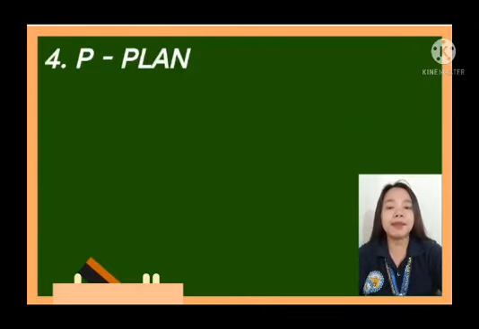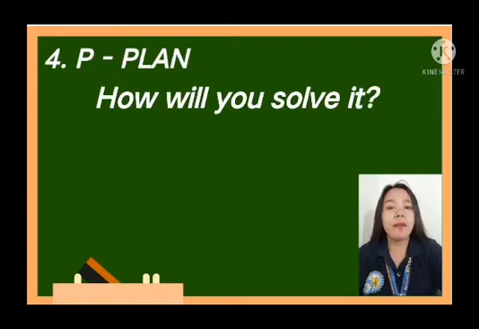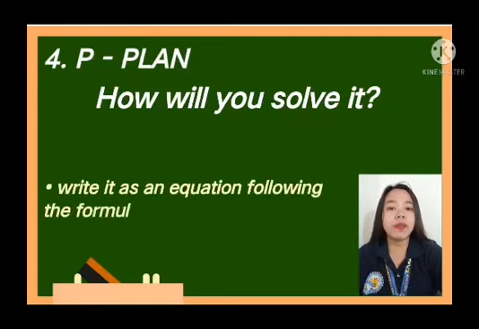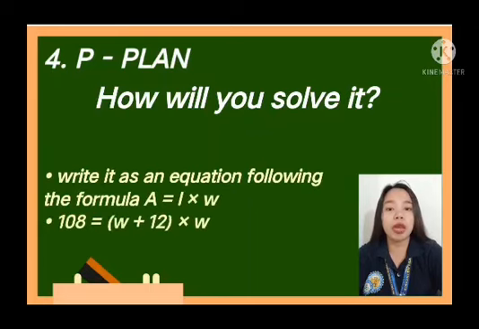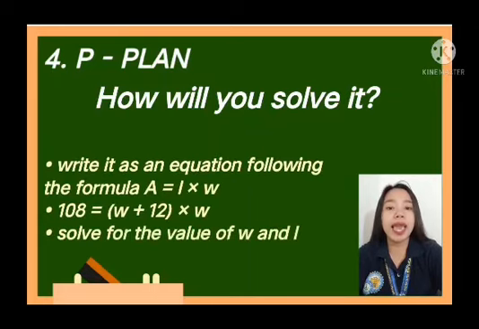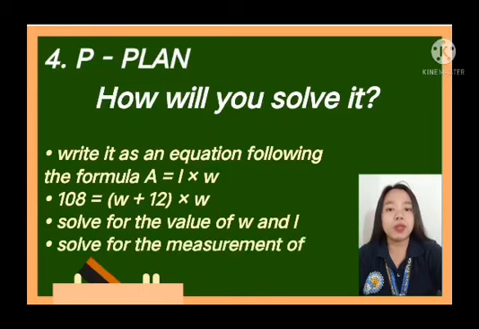Fourth, plan. Since we already know the question that is being asked or parts that we needed to find, what operations we should use, and the given important information, we'll plan now on how to solve it. Based on the given information, it is a quadratic equation that can be solved by means of factoring. Since the area and the length is given, we'll write it as an equation following the formula in finding the area of rectangle, which is A is equal to length times width.